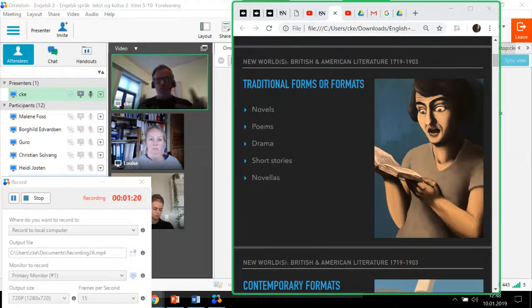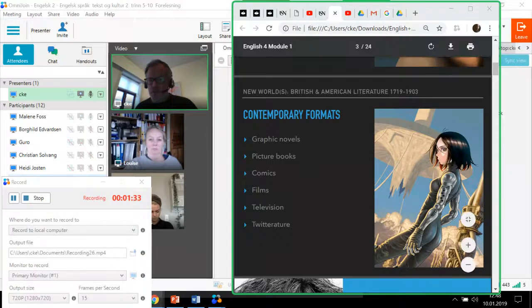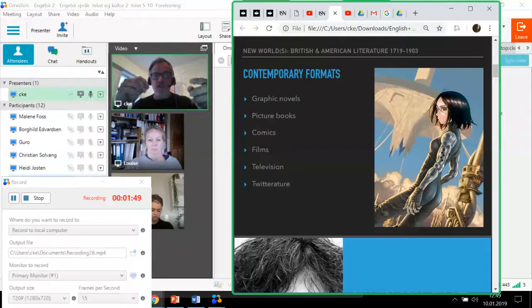So we've got traditional forms or formats, like novels, poems, drama, short stories, and novellas. Moving onwards, we're also going to be dealing with, I don't know how good this is, if I do that, does it fill the entire screen? I'm not sure. You can see here next to the graphic novel that we're also going to be using and interweaving in reading and writing in this course far more modern formats as opposed to traditional literary forms: graphic novels, picture books, comics, films, television.